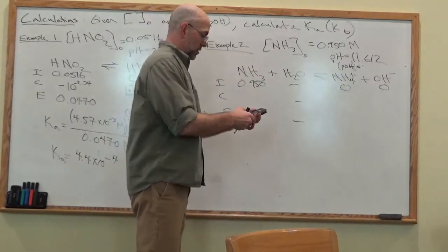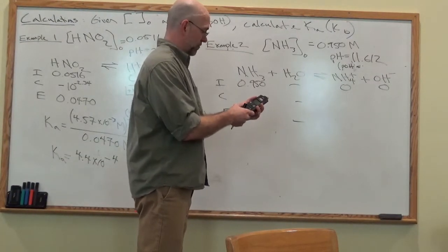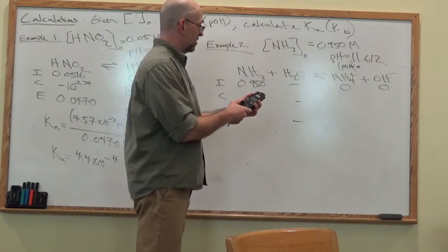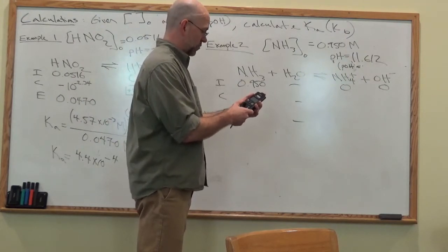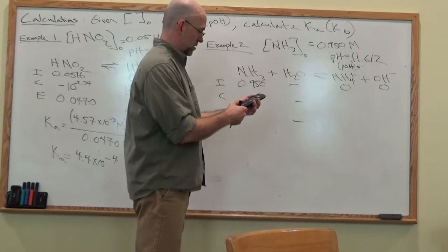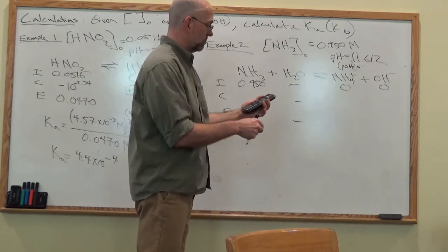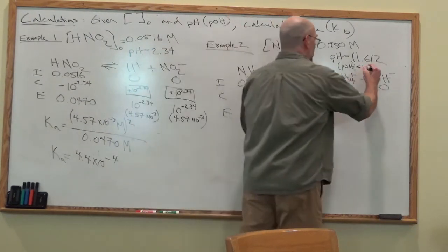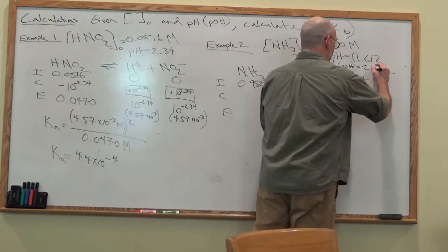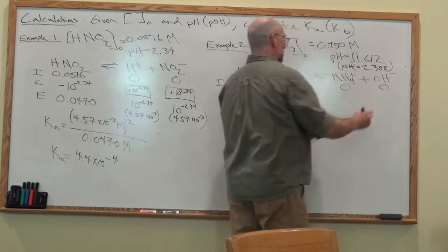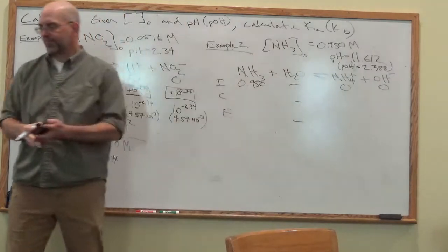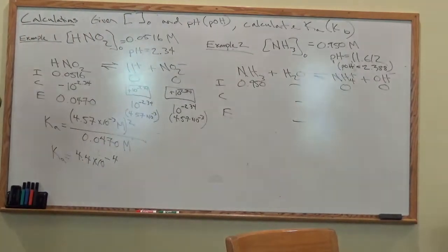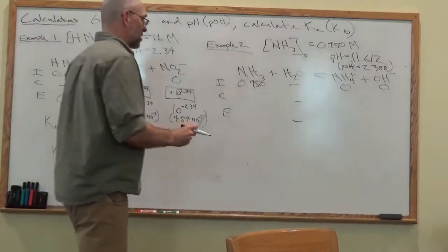So 14 minus 11.612 is 2.388. So the pOH is 2.388. Unitless as always. And just go ahead and set up the math. You can do this one. I'm just going to set it up and give you the answer.